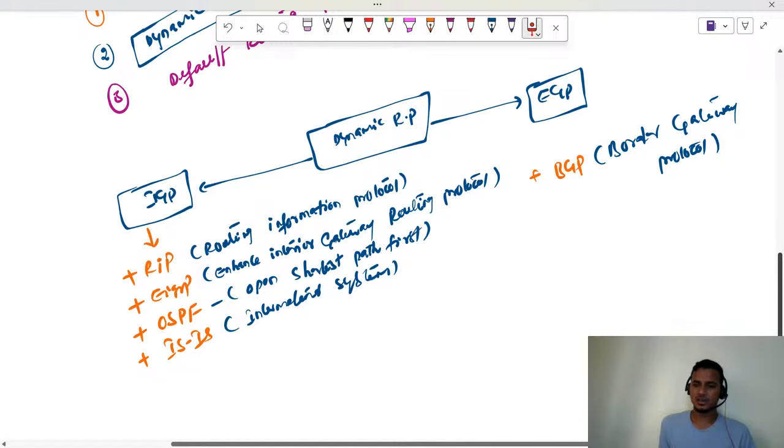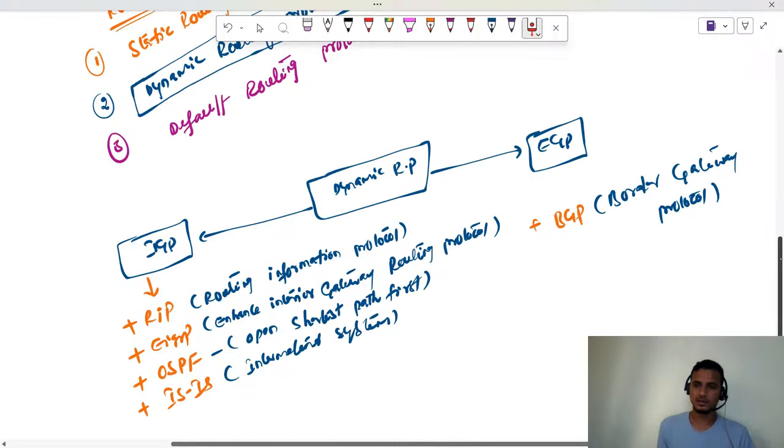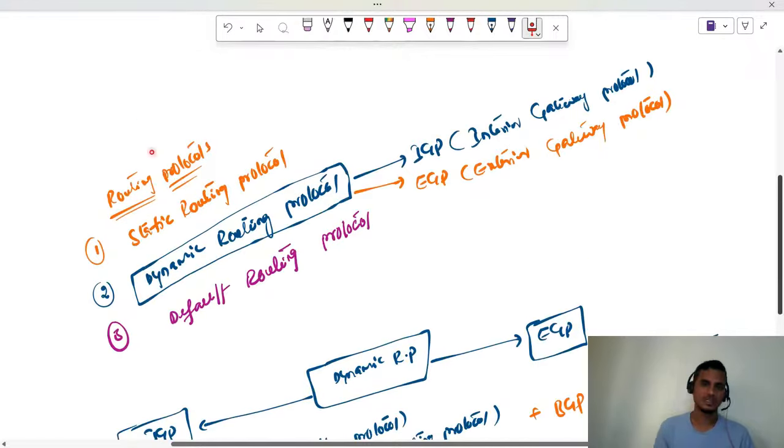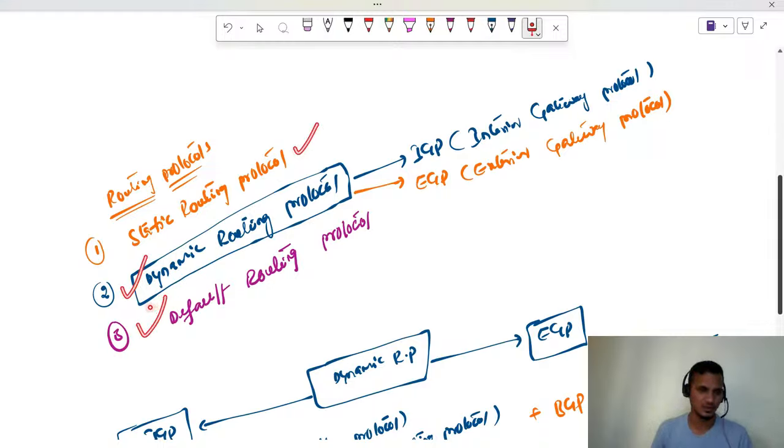In routing protocols, we have three types. One is static routing protocol, the second one is dynamic routing protocol, and the default routing protocol. You'll get the question in interviews also like this: can you list down the types of routing protocol? You need to mention that we have three types: static routing, dynamic routing protocol, as well as default routing protocol.